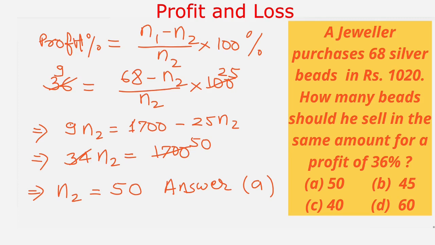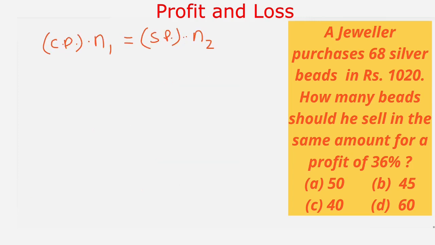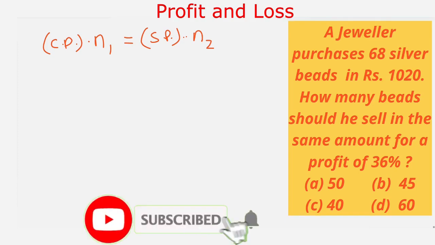Now we solve it by another method, which is the shortcut method. We know that if the purchase amount of N1 articles is equal to the sale amount of N2 articles, then we can write it as cost price of one article multiplied by number of purchased articles equal to sale price of one article multiplied by number of sold articles, which is N2.